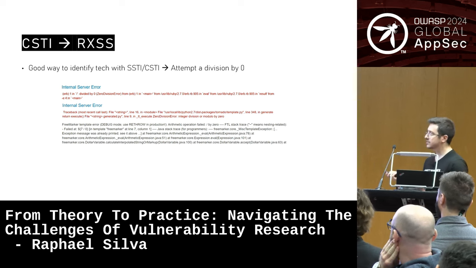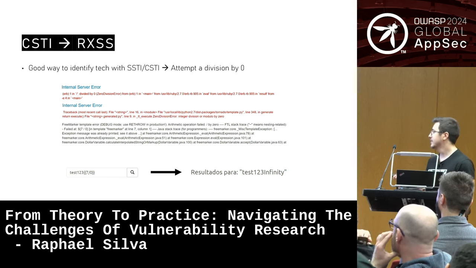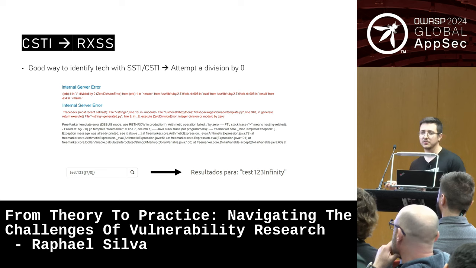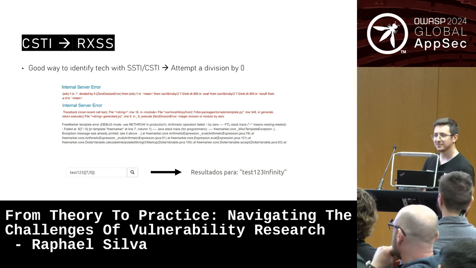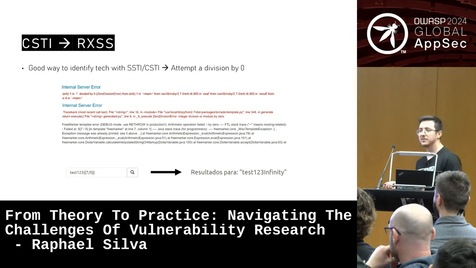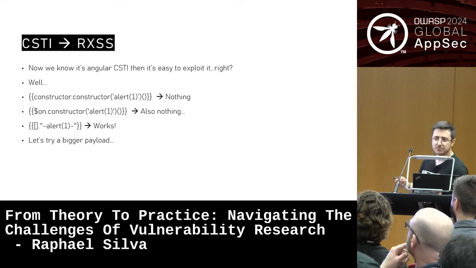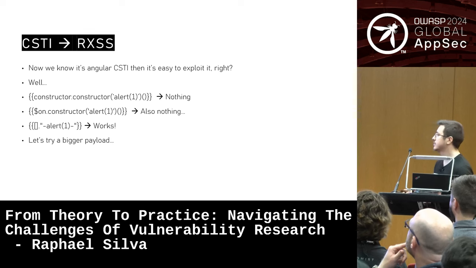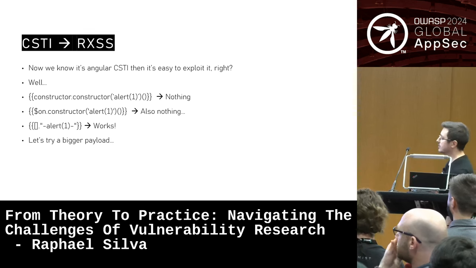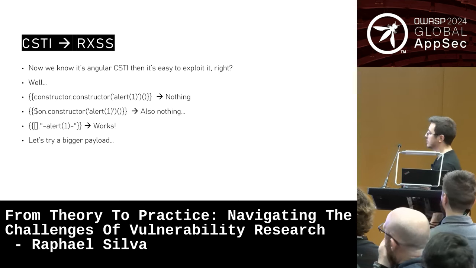So if we try to do this in our application, what do we get? We just get an infinity. And why do we get an infinity? Because JavaScript is fun. And I think a lot of people really like JavaScript. I have no doubt about that. In JavaScript, when we try to divide by zero, all that we get is infinity. Great. So if it's JavaScript, it's almost 100% sure that in this case it's going to be an Angular CSTI. Okay, we know it's an Angular CSTI, and we know the Angular version because Wappalyzer showed us and we could see it in the imports.